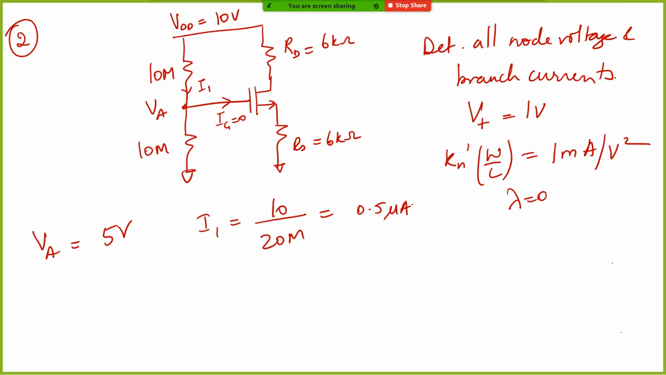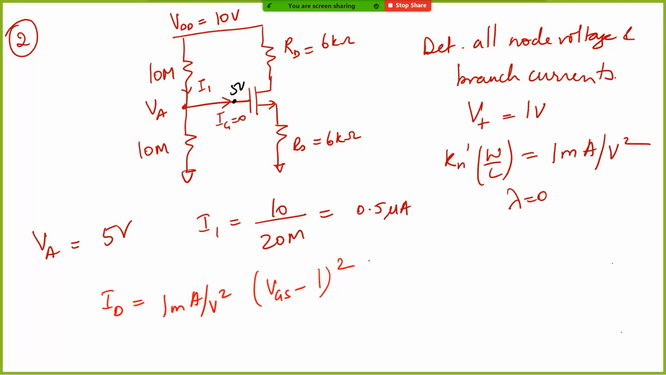Now we need to know what is the current that is flowing through the MOSFET. That is something that we don't know. What is the gate to source voltage here? That also is something that we don't know, so we need to solve it. This voltage is 5 volt. ID equation can be written as 1 milliamp per volt squared into VGS minus 1 volt the whole square. We don't know VGS and we also don't know ID.